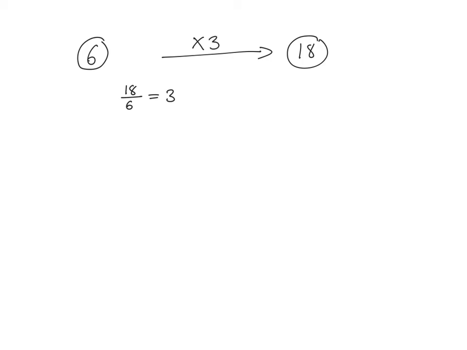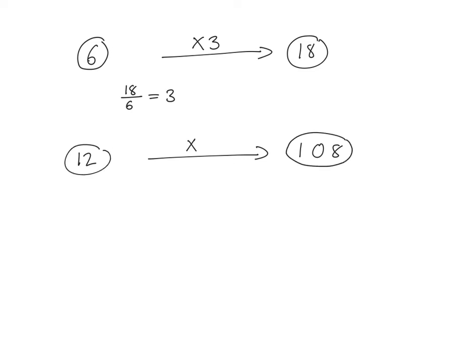Now let's take another example. Suppose I have the multiplicand 12 and a product of, let's say, 108. What is the multiplier here? Now once again, to work out the multiplier, if we just divide the product by the multiplicand, we can work out the multiplier. So what's 108 divided by 12? Well, the answer is 9. So the multiplier here is 9.